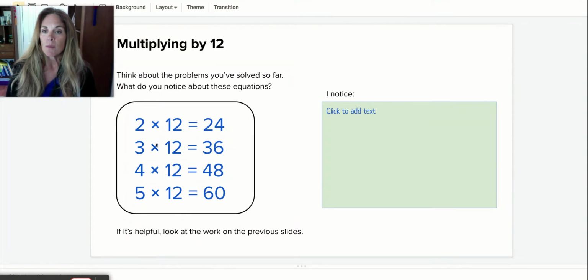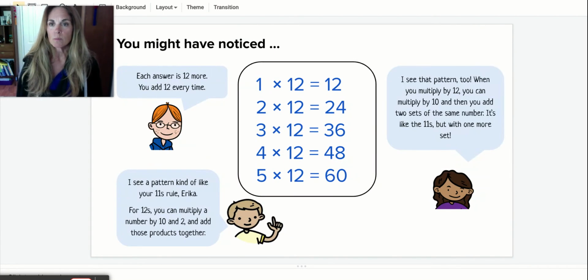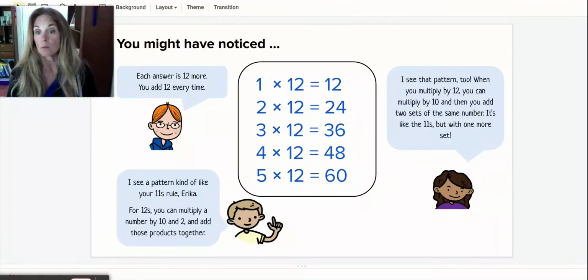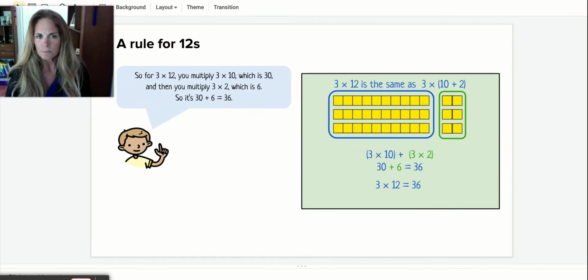Then you're going to see a box that has all of the solutions. And I want you to think about what you notice. On the next slide, there will be some people making some assumptions or making some noticings. I want you to read those and really think about, hey, did I think that, or is that something new?